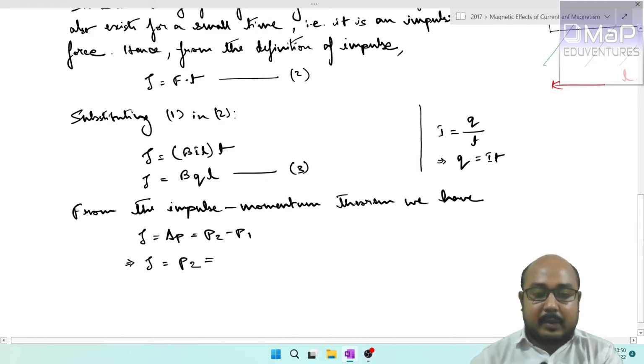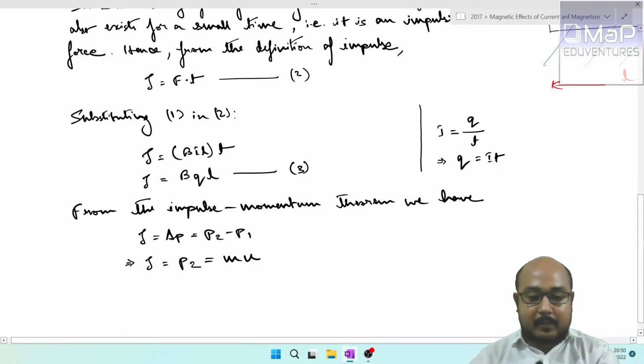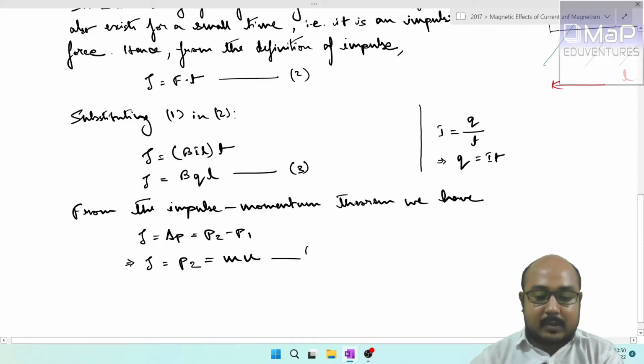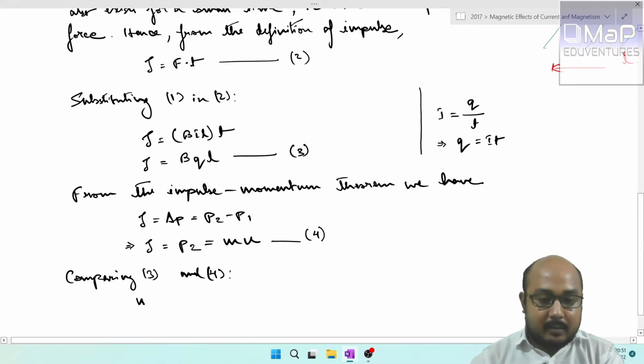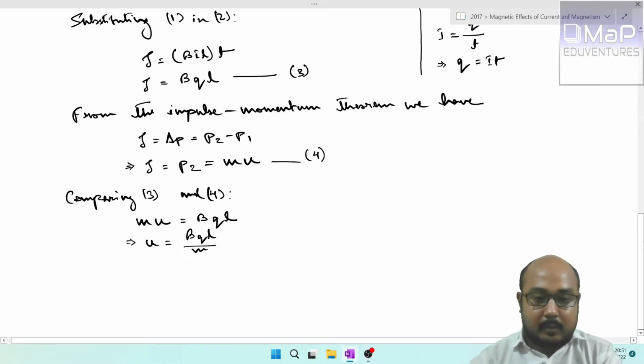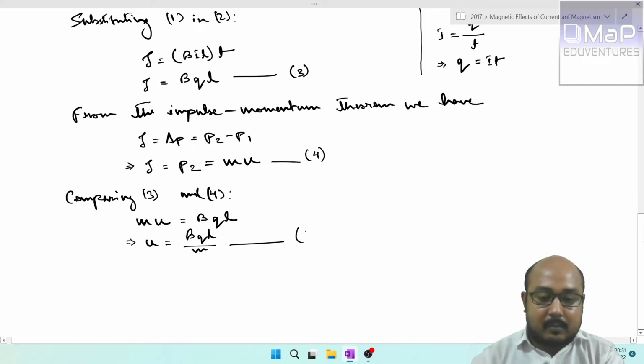This p2 I write as mu, where m is the mass and u is the initial velocity, the velocity with which it goes upward. This is equation number 4. By simply comparing equations 3 and 4, we can write mu equal to B q l, or u can be written as B q l by m. This will be equation number 5.